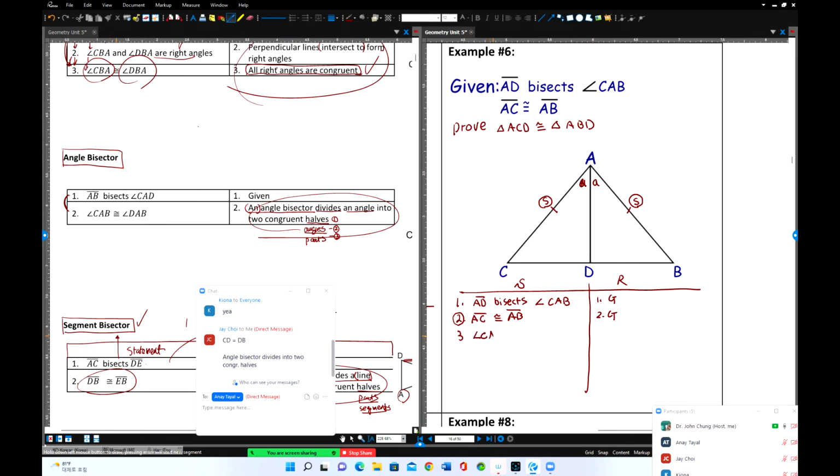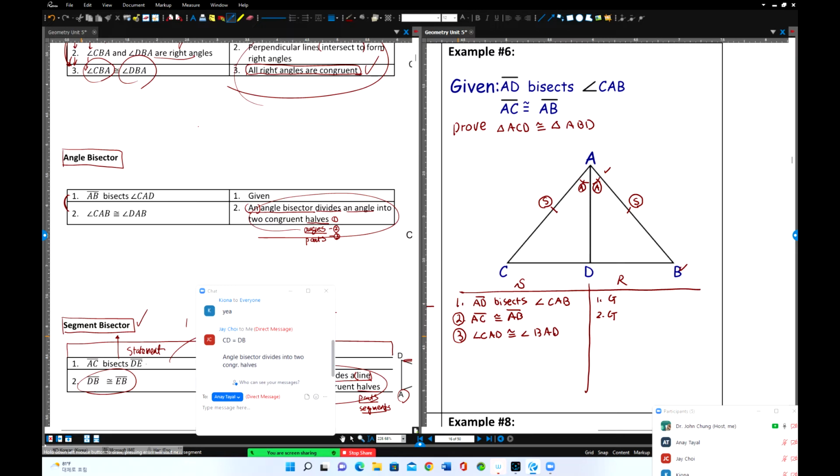Angle CAD congruent angle BAD, okay? That means now these 2 angles are congruent. So I'm going to write down angle A. Done. You got the 1 angles. You got 2. The question gives us only 2. Where is the other one? It's not given. So what did I say? We have to find another one in the figure, right? Can you guys find another one?